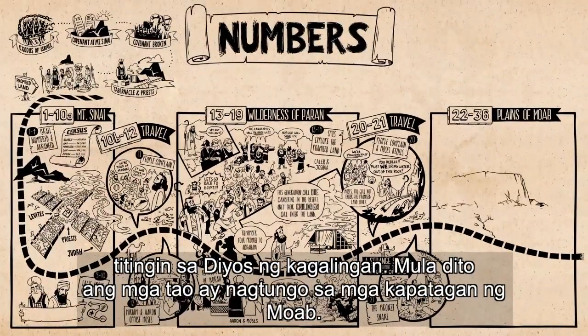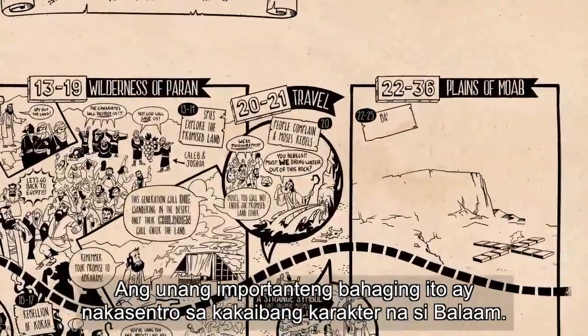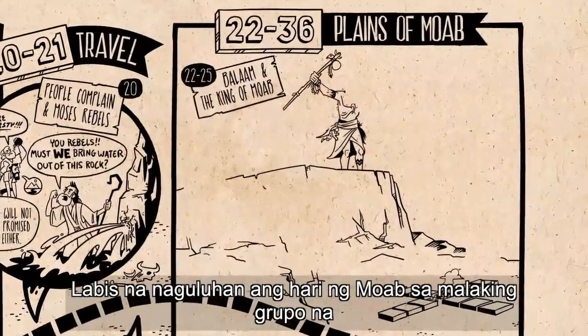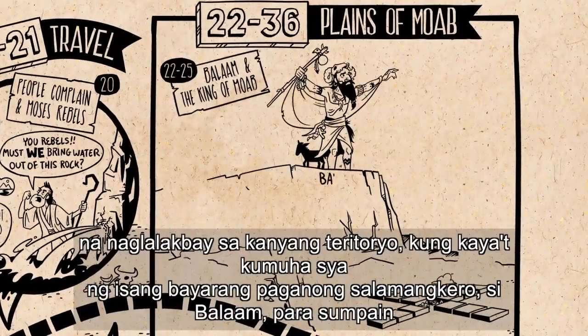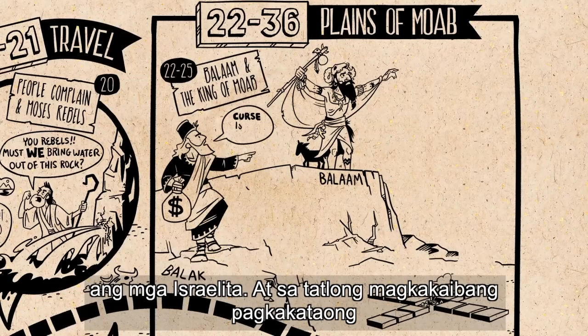From here, the people head into the plains of Moab, and the first main part of the section focuses on the strange figure of Balaam. So the king of Moab is freaked out at this huge group of people traveling through his territory. So he hires a pagan sorcerer, Balaam, to pronounce curses on Israel.